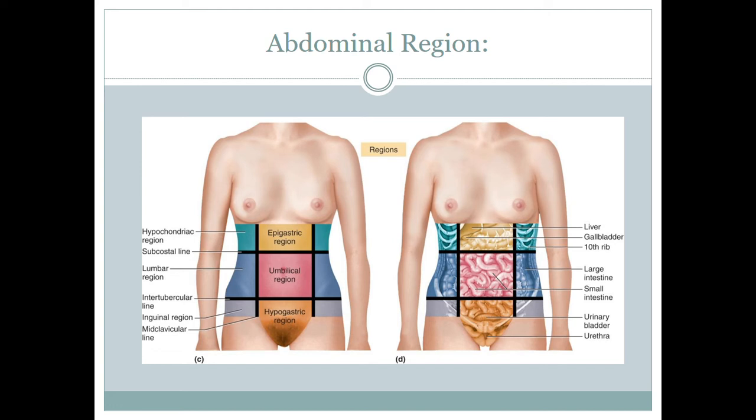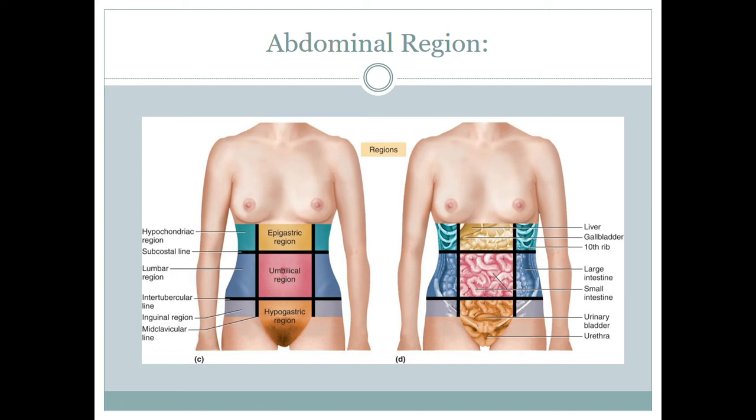The middle row of regions along the abdomen, the upper one or superiormost one, is called the epigastric region. Epi means upon or on top of, and gastric refers to the stomach. So this is the area just above what most people would refer to as the middle part of their belly or their stomach.